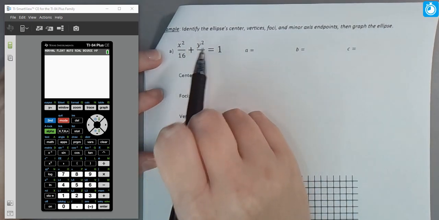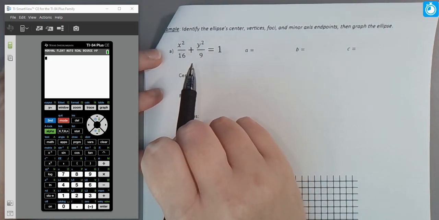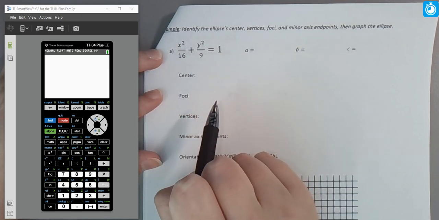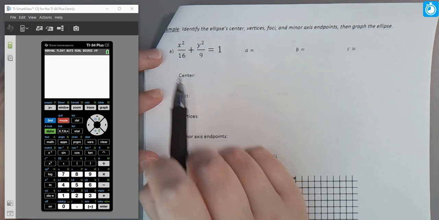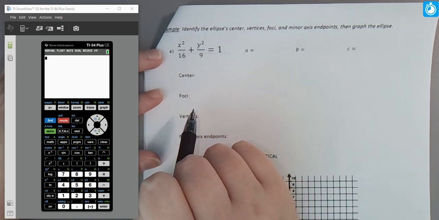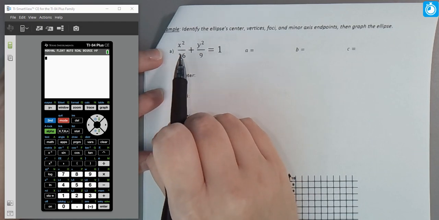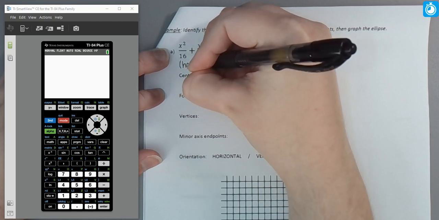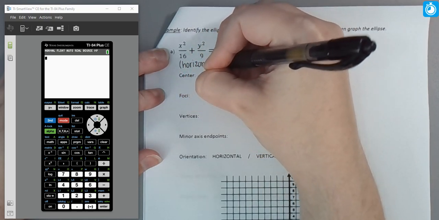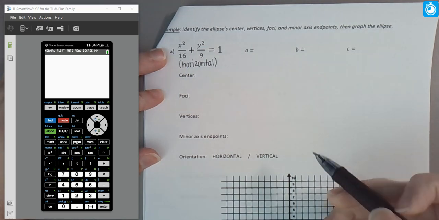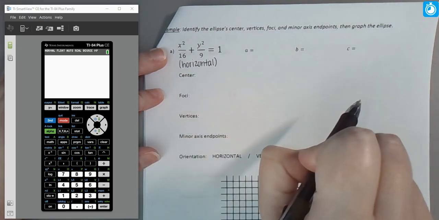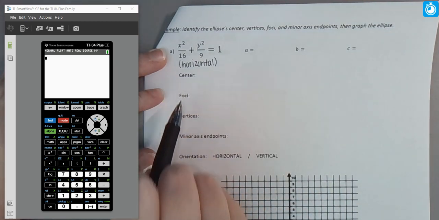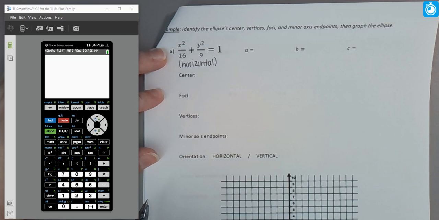So immediately I'm comparing these two terms. I know this is an ellipse based on the form x squared over a number plus y squared over a number is equal to 1. That's what tells me I'm looking at an ellipse. And in this case, I notice that x squared has the larger denominator. So because x has the larger denominator, that means we're looking at a horizontal ellipse. So that means when we graph this ellipse, the major axis is going to be horizontal and the minor axis is going to be vertical. So that tells us a lot about how we're going to find all of these individual points in order to graph.